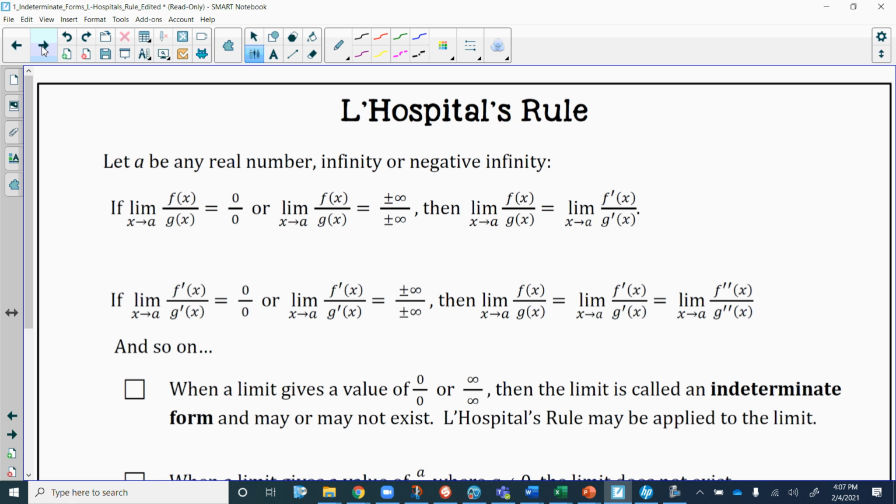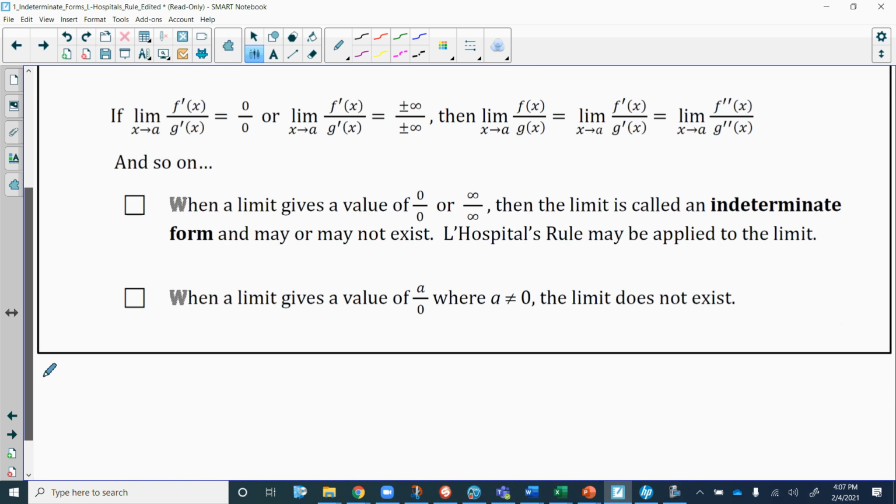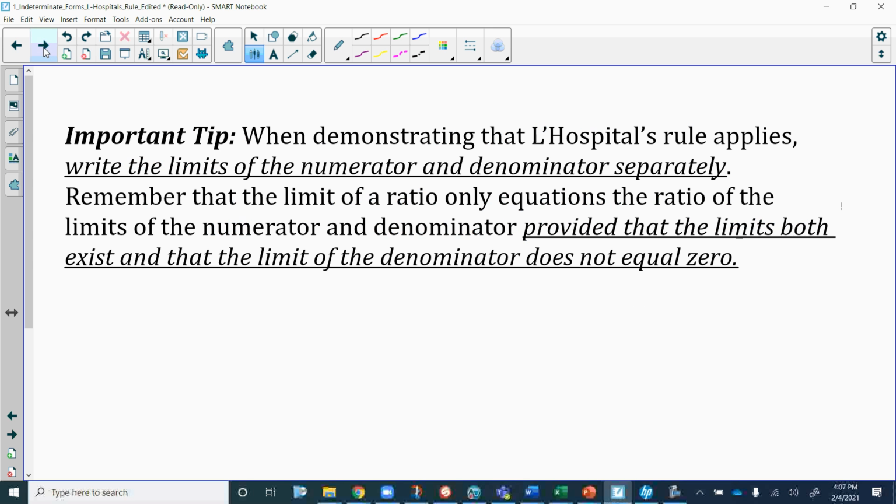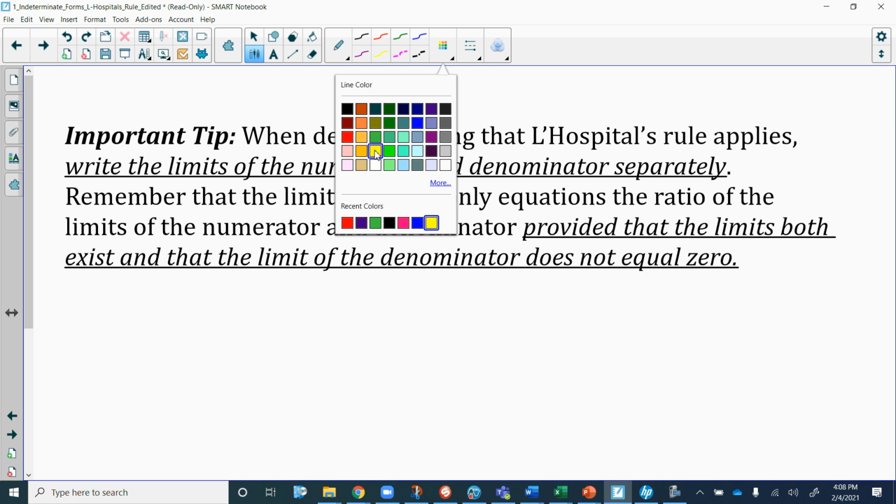So here, they're just giving you some mathy explanations to show you what we're doing for the use of L'Hopital's rule. But I think we can move on from here and start getting some of these practice problems in. Here, the important tip when demonstrating L'Hopital's rule applies: you have to write the limits of the numerator and the denominator separately. You have to actually show something that you're doing for L'Hopital's rule.